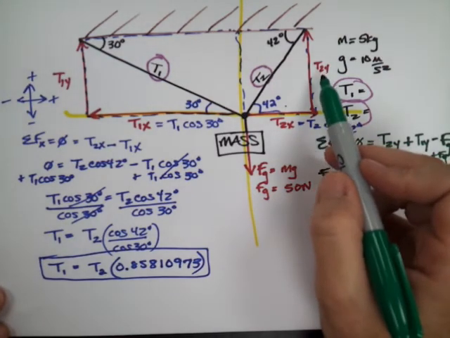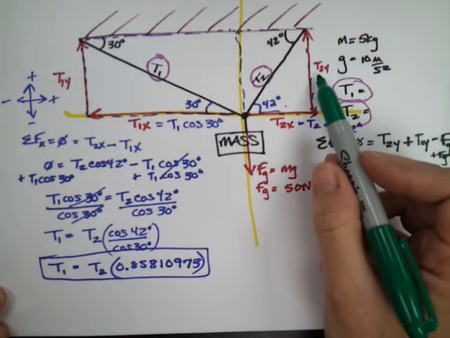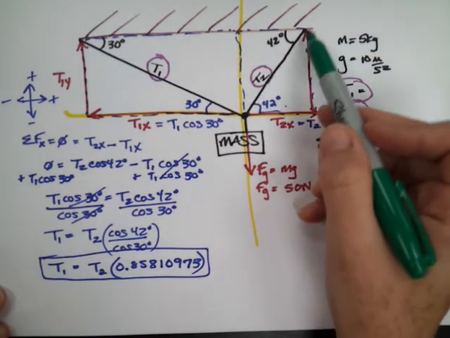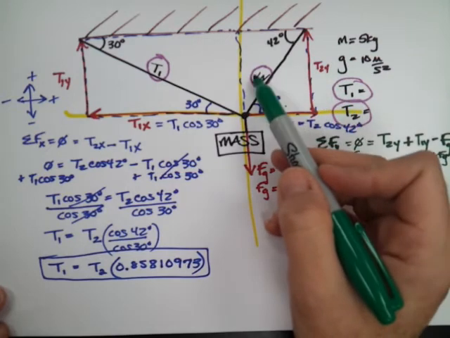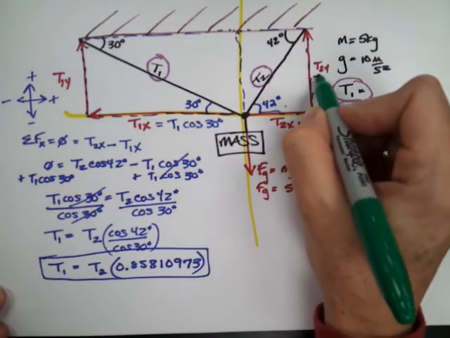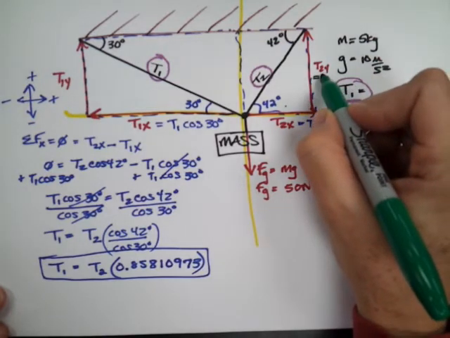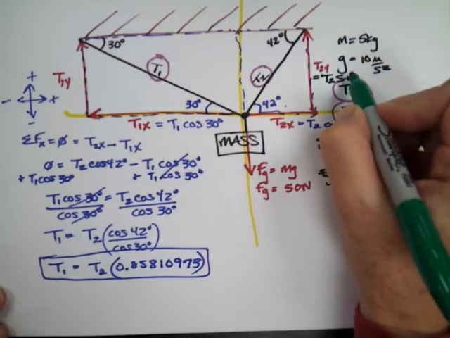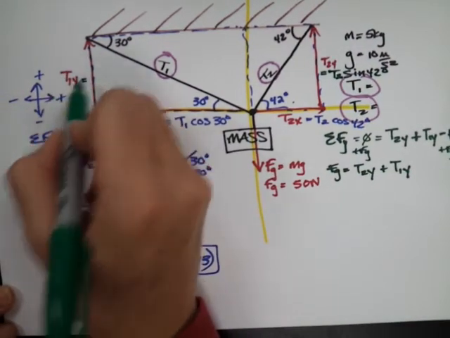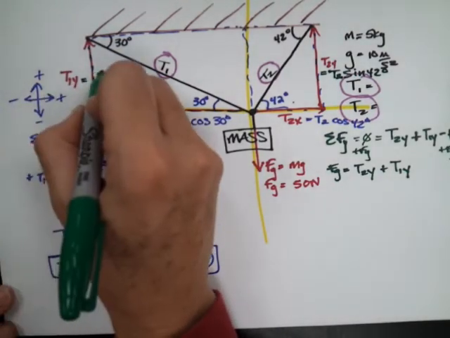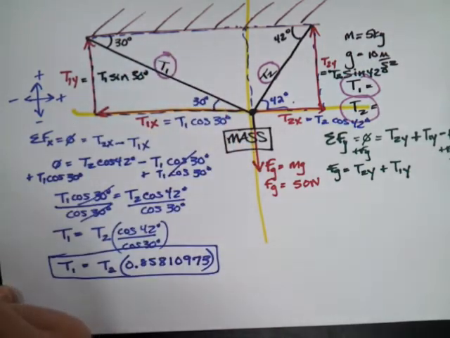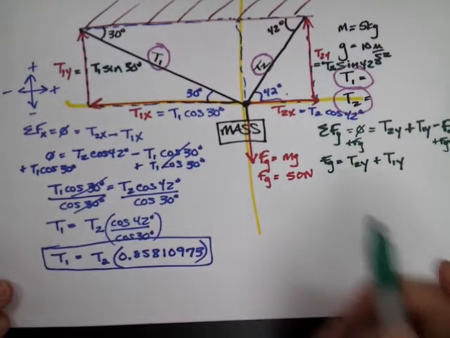So I need to figure out what T2y really is. So T2y, when you look at it, is opposite of the angle, and this is the hypotenuse, so opposite over hypotenuse. So I'm using the SOH of SOHCAHTOA. So I can say really that this is equal to T2 sine 42 degrees. And over here, I can say, well, really, this is equal to T1 sine of 30 degrees. And I'm going to then plug in those values. And I already know what FG is.